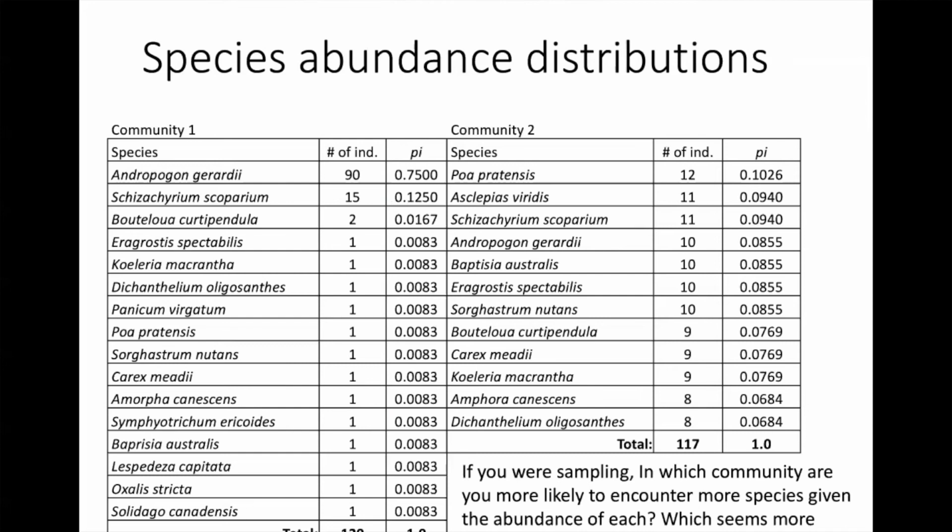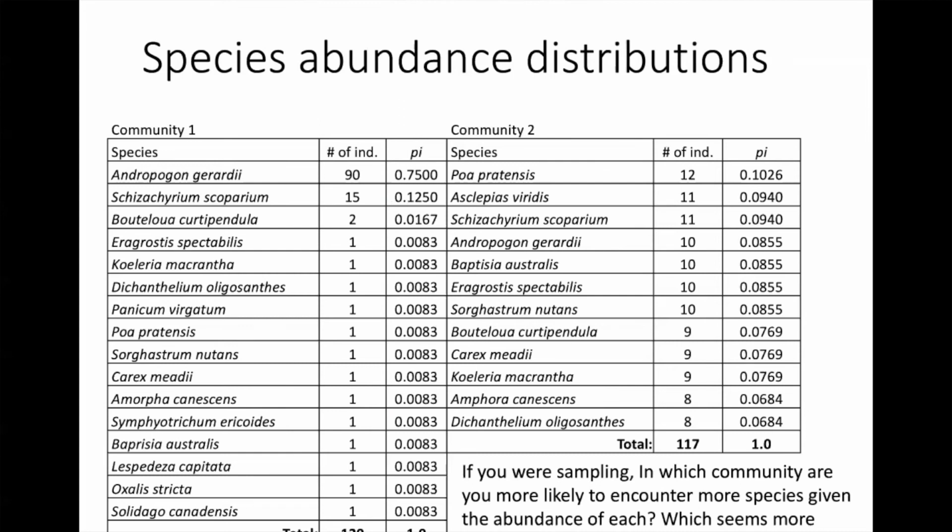Now, in which community would you be more likely to encounter new species with each additional sample? Yeah, community 2 is more even. Here, your first site was probably going to have mostly just big bluestem and Schizachyrium. And your next site is probably also going to have those two. And then every once in a while, you get a site that also has one of these. And eventually you get to all of them. Whereas here, you'll get a few of each. Your next site, you'll get a different few of each. And then your next site, you'll get another few of each. So you're more likely to encounter new species as you sample initially over here.